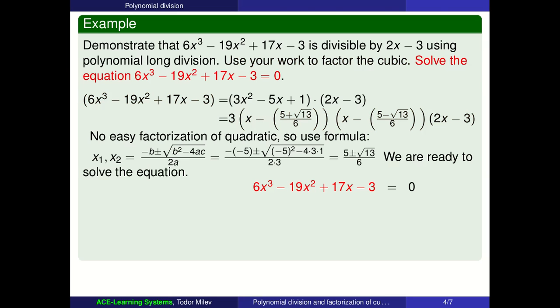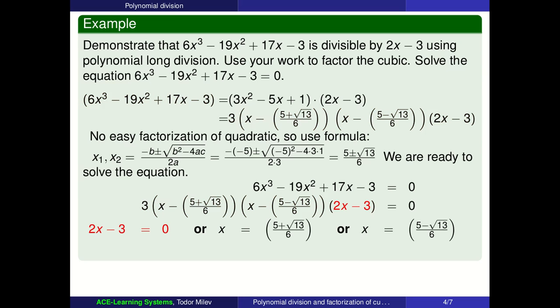We need to solve the equation obtained by setting the polynomial we just factored equal to 0. So 6x cubed minus 19x squared plus 17x minus 3 equals 0. Now we already have a factorization, so let's use it. We get that 3 times (x minus (5 plus radical of 13 over 6)) times (x minus (5 minus radical of 13 over 6)) times (2x minus 3) equals 0.